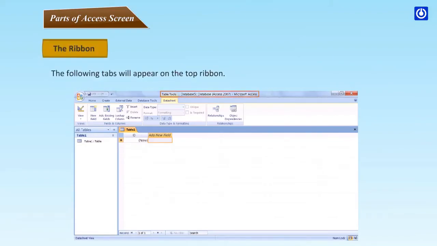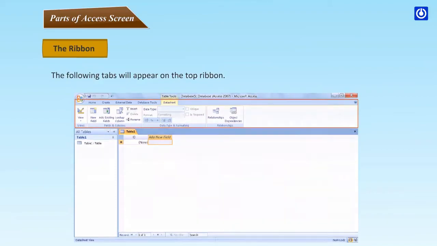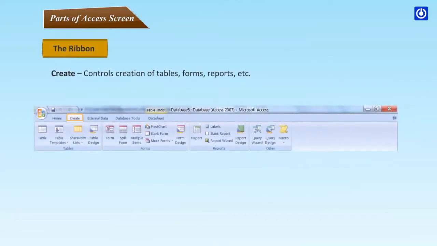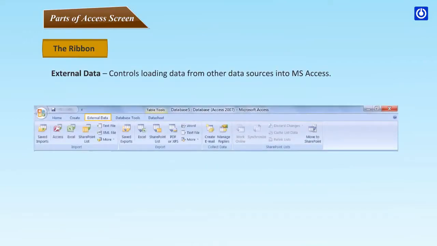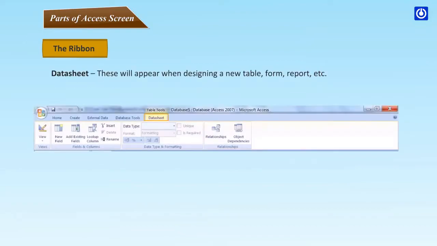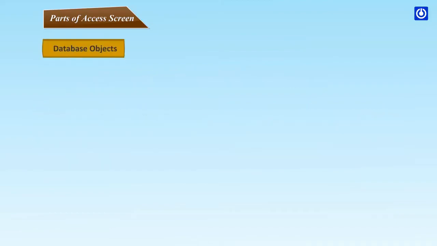The ribbon. The following tabs will appear on the top ribbon. Home controls changing of fonts, performing queries, copy, paste, cut data, etc. Create controls creation of tables, forms, reports, etc. External Data controls loading data from other data sources into MS Access. Database Tools helps manage databases, security, switchboard, etc. Datasheet: these will appear when designing a new table, form, report, etc.